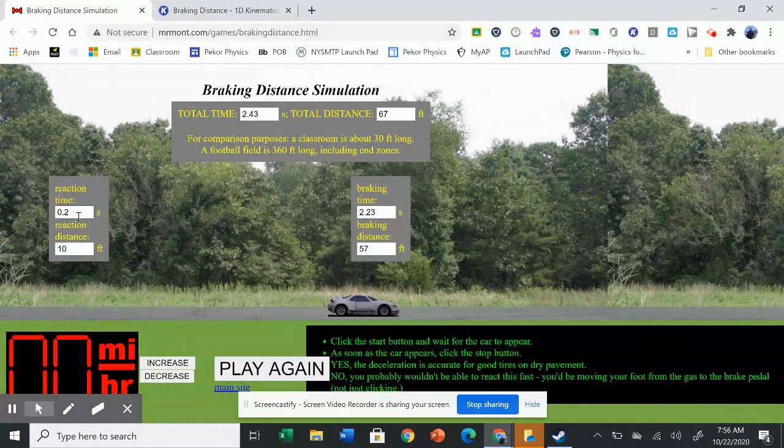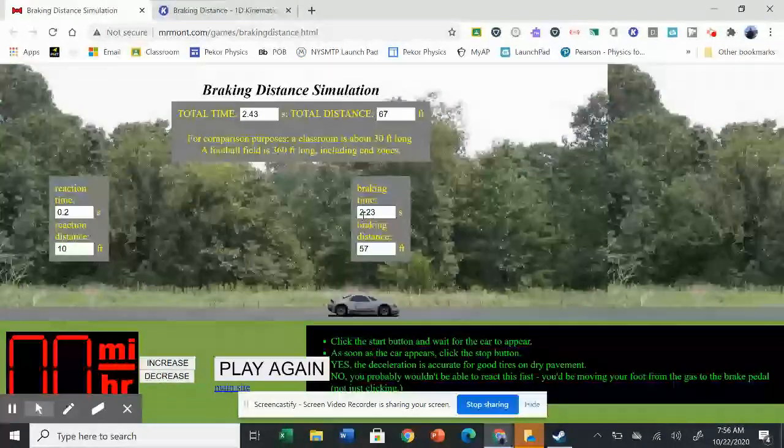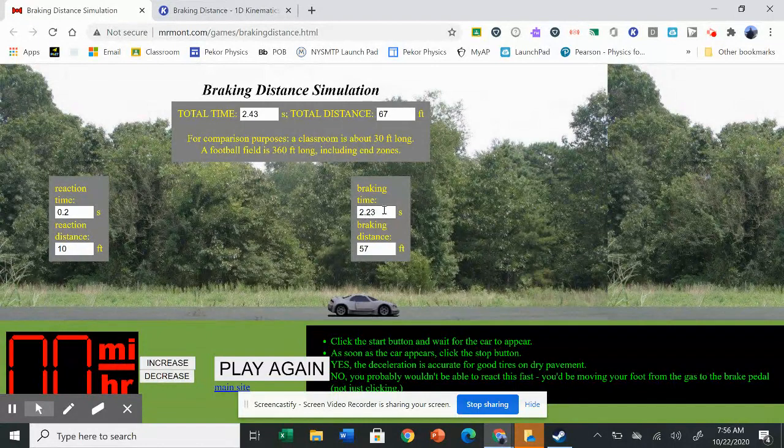Perfect. So you can see my reaction time was 0.2 seconds. That means that 0.2 seconds after the car came onto the screen, I clicked the button to stop. And in that time, the car had driven 10 feet. It did that before it hit the brakes, so that was moving at constant velocity. And then it took 2.23 seconds for the car to slow to a stop, and that was 57 feet. The total time between when the car came into the screen and it stopped was 2.43 seconds, and the total distance before stopping was 10 plus 57, so 67 feet.